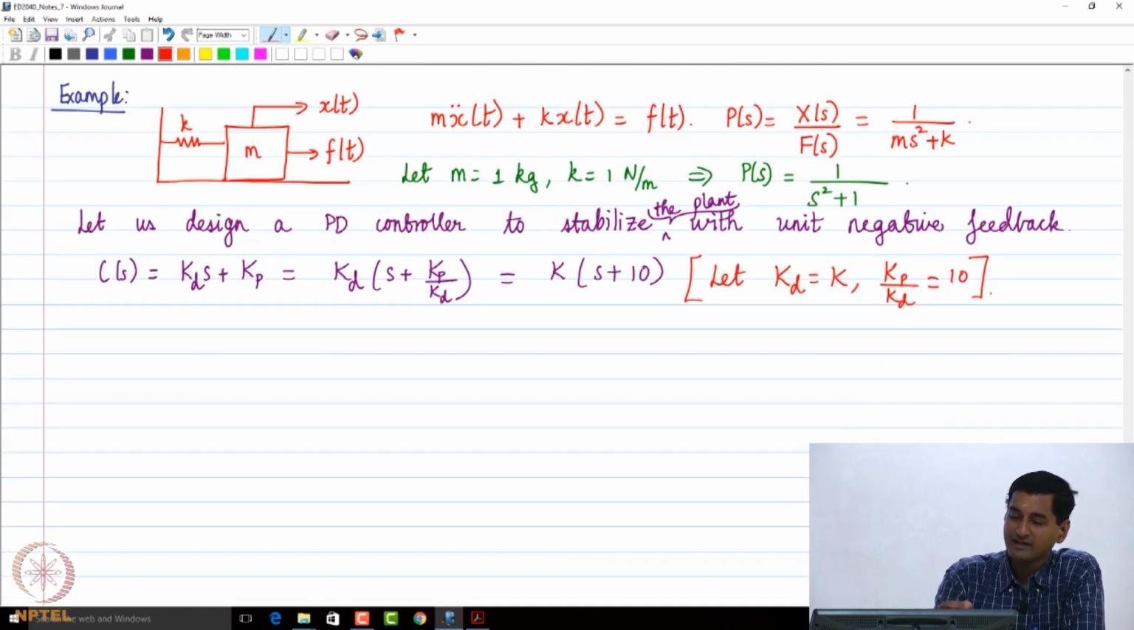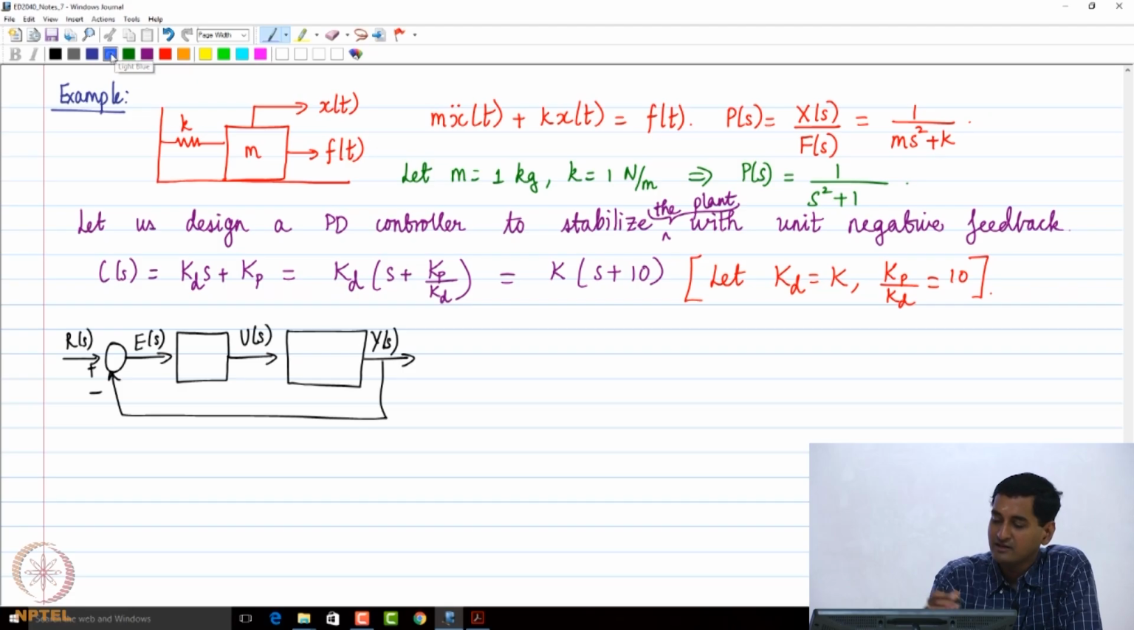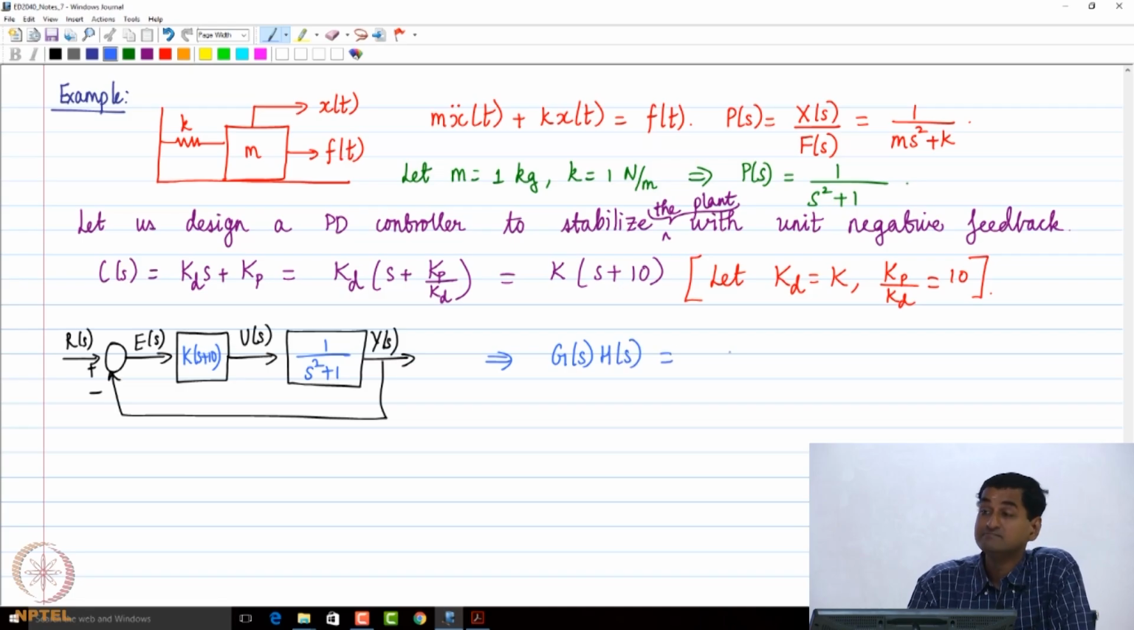If we were to draw the block diagram, what would that be? I have a plant, with an input and an output, we have a controller, a summing junction, a reference input R of s, this is E of s, this is U of s, this is Y of s, and then we have unit negative feedback. What is the plant transfer function? 1 divided by s squared plus 1. What is the controller transfer function? K times s plus 10. So, this implies that the open loop transfer function is K times s plus 10 divided by s square plus 1.